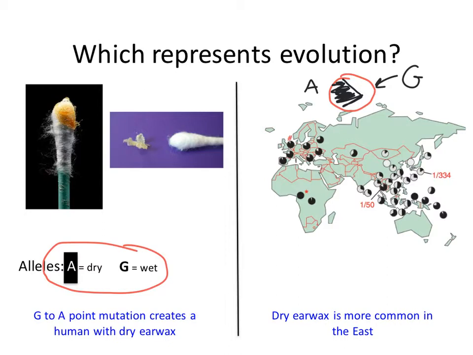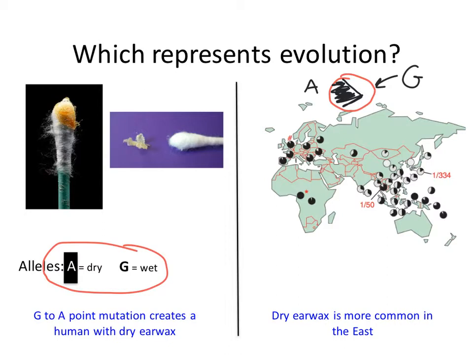And it turns out having dry earwax is more common in the East, where you see pie charts that are mostly white. Which of these better represents evolution? How would you describe what or how evolution is working based on these two facts? Is it even possible to describe how evolution is working in this example?